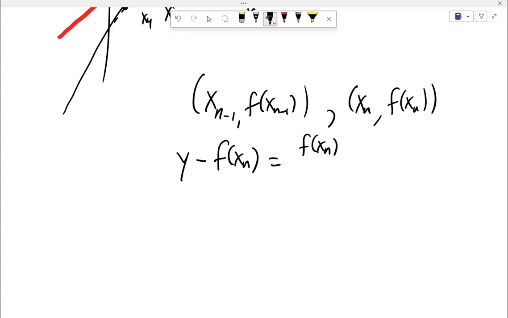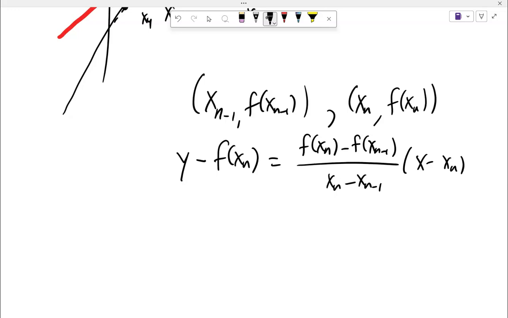The slope would be f of x_n minus f of x_{n-1} over x_n minus x_{n-1}. And if we use the point x_n, f of x_n as our quote-unquote base point for our point-slope form, I'll have an f of x_n subtracted from the y and an x_n subtracted from the x.